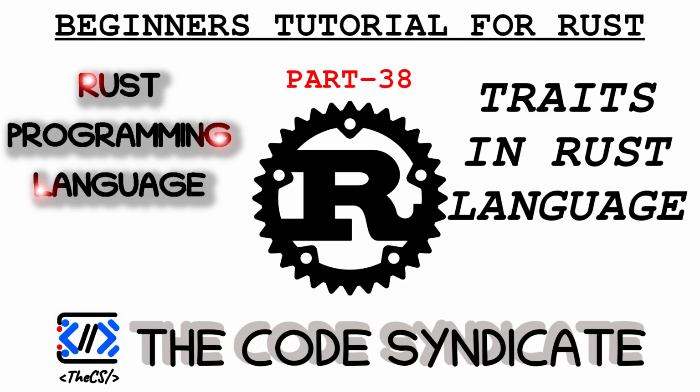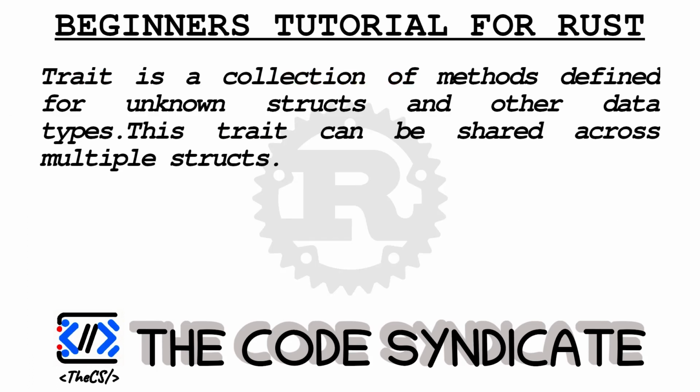In this video, we will discuss traits in Rust. A trait is a collection of methods defined for unknown structs. These methods can be shared across other types. Let's create a trait and implement it using a struct.